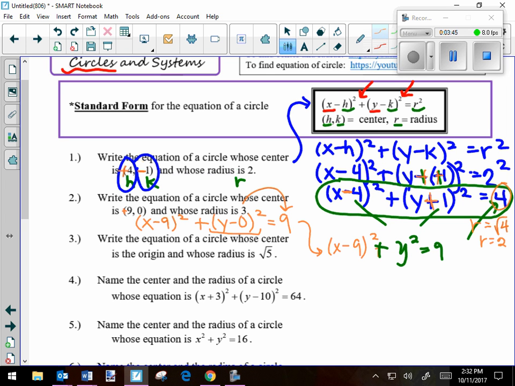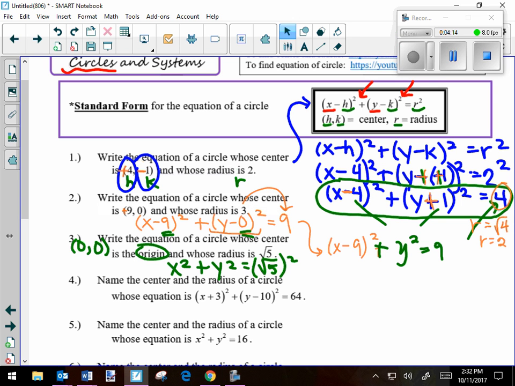Question 3, if the center is at the origin, we know the coordinates of the center are 0, 0, and if we were to put a 0 into these two places, it would just be x minus 0, which is x squared, y minus 0, y squared, equals, and then it's the square root of 5 squared. So anytime that you have a 0 for the x or y coordinates of the center, you just put x squared or y squared, whichever one it is.